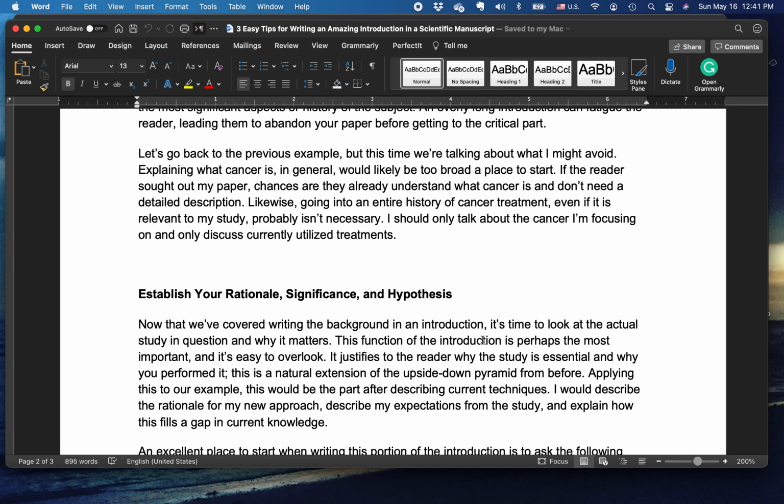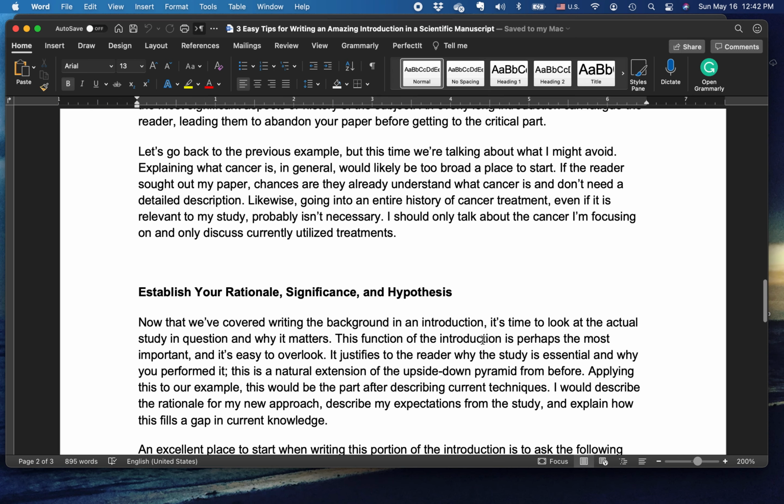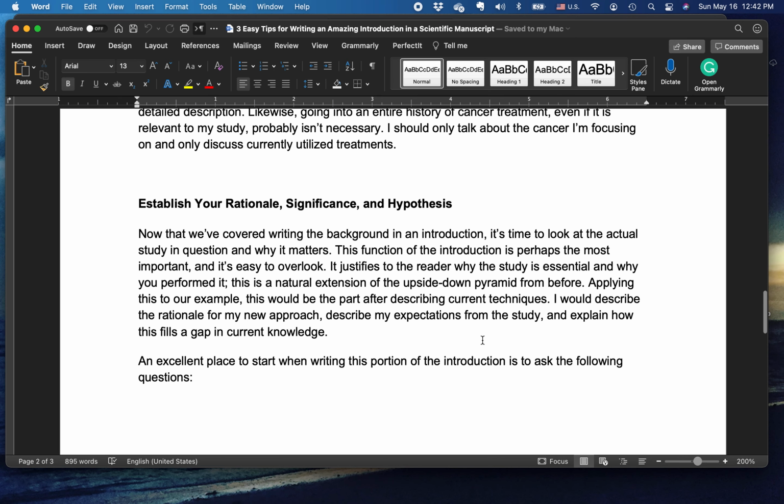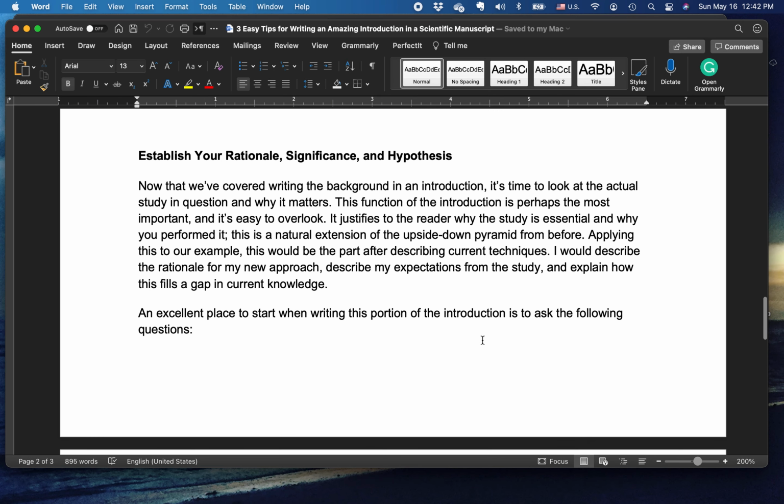So to go back to the example that I gave you before, let's talk about things I might avoid. Explaining what cancer is in general is way too broad to start. If the reader was looking for my paper, chances are they already understand what cancer is, and they don't need a detailed description of the nature of cancer. Similarly, I'm not going to go into the entire history of cancer treatment, even if it's relevant, because it's probably not necessary. I would only talk about the cancer that I'm focusing on and discuss currently utilized treatments.